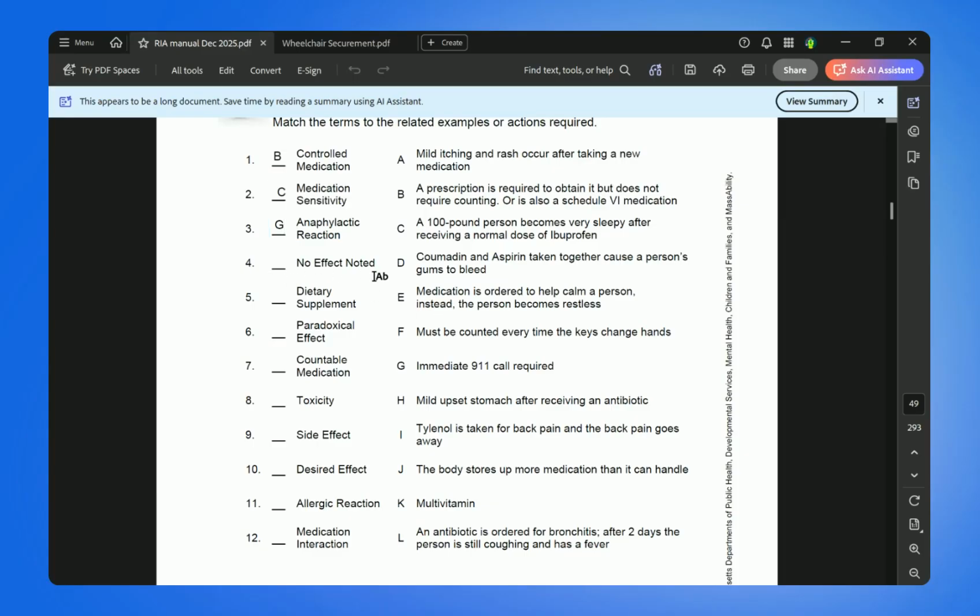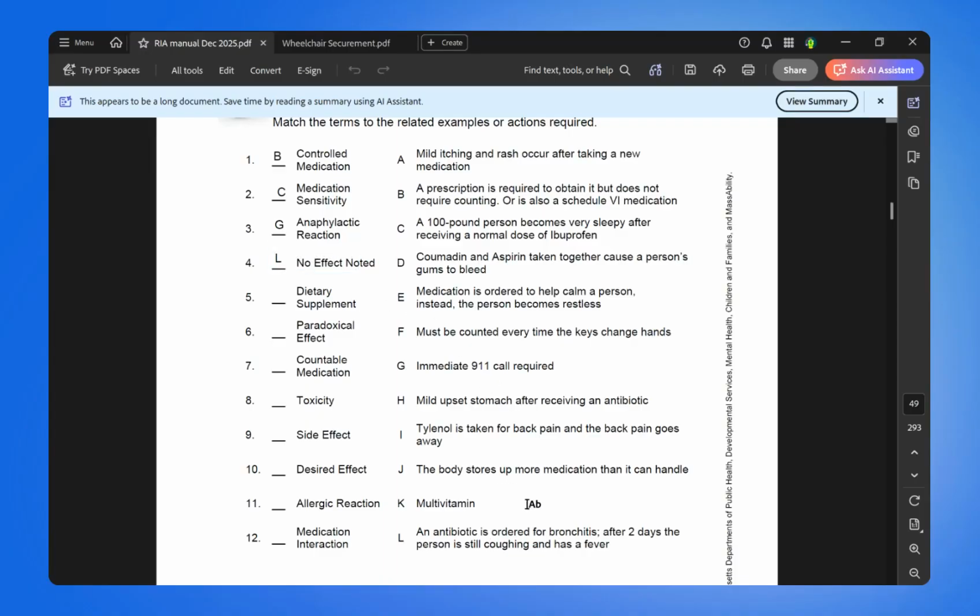No effect noted. So we're going to look for something. Tylenol was taken for back pain, and the back pain goes away. Nope, that was a good effect. Okay, antibiotic is ordered for bronchitis, and after 2 days, the person is still coughing and has a fever. So that would be L.